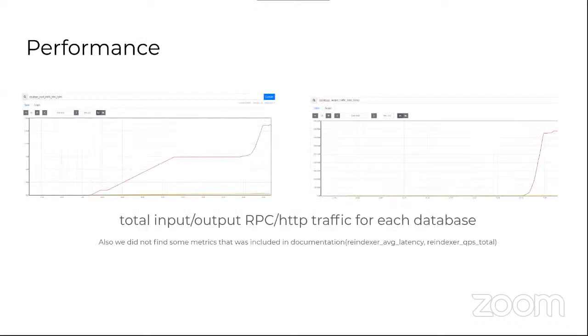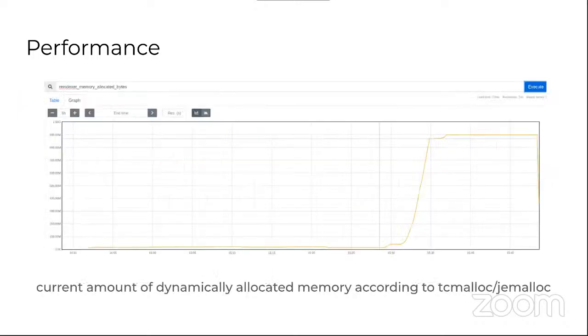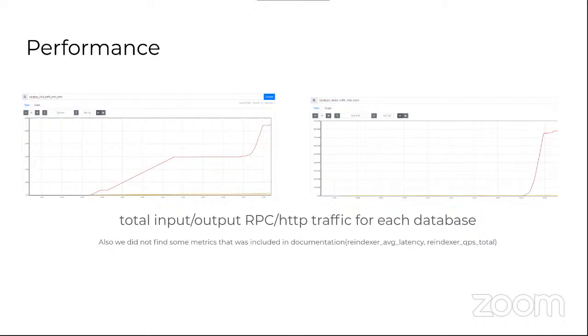Firstly, performance. We used stress testing through Artillery, and here are some graphs. For example, here are total input and output RPC HTTP traffic for each database, and the amount of dynamically allocated memory according to TCMalloc and jemalloc. It looks nice, but we didn't find some metrics that were included in the documentation, for example average latency and total queries per second.